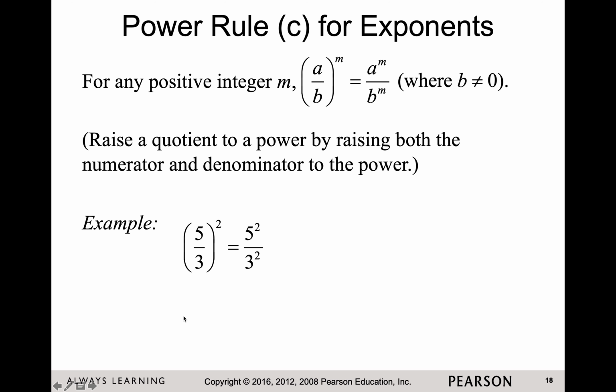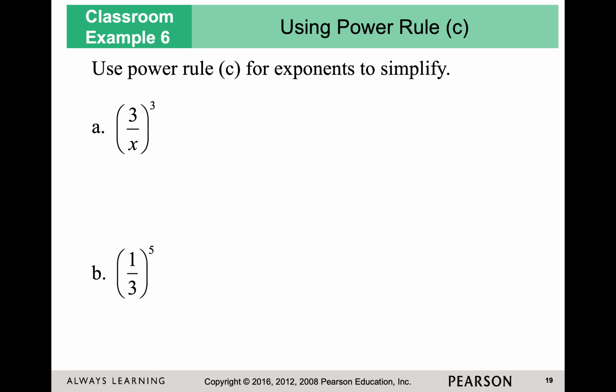So if you look at the example, I have 5/3 squared, so I'm going to give the 5 an exponent of 2 and the 3 an exponent of 2. I could then simplify it into 25 over 9 by using the calculator to expand those powers.